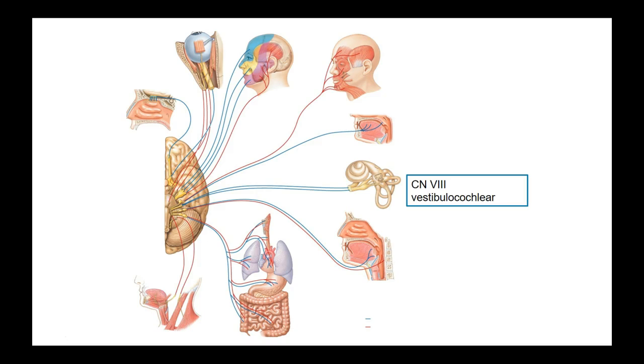All this is housed within the inner ear, which is all within the temporal bone. So if you go slightly behind your ear, there's kind of a bony protrusion there, and that's where a lot of these structures are located, right there.